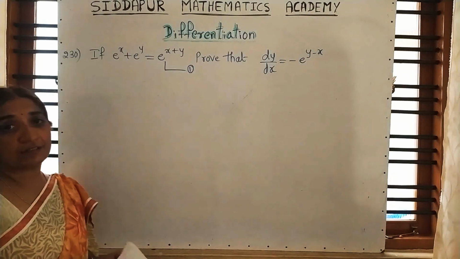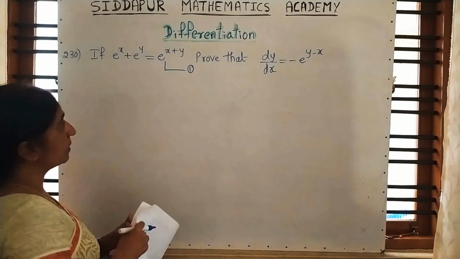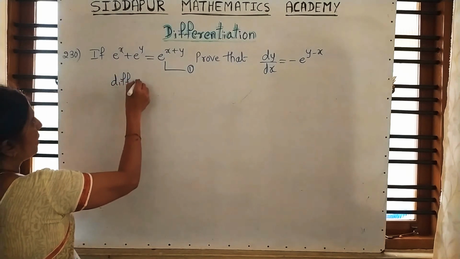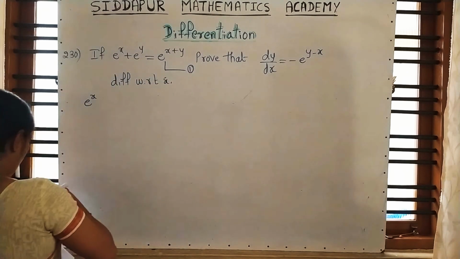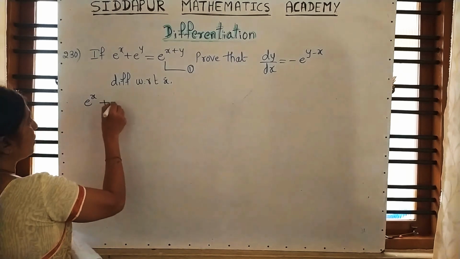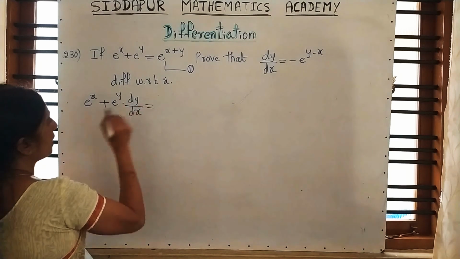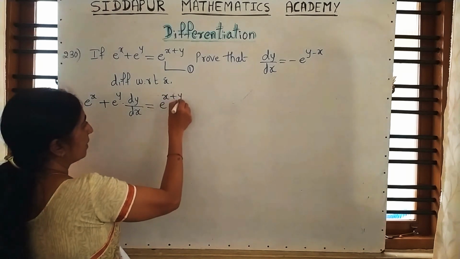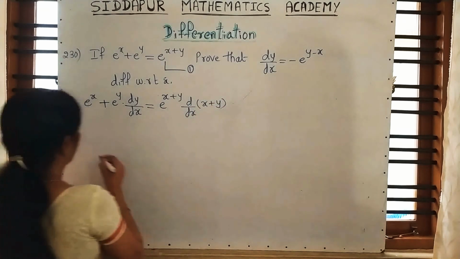See students, this is a little bit interesting question. If you already are familiar with the differentiation of an implicit function, don't worry about the differentiation. Just differentiate normally with respect to x. What is the differentiation of e raised to x? It is e raised to x, plus differentiation of e raised to y is e raised to y into dy upon dx, is equal to, what is the differentiation of e raised to x plus y? E raised to x plus y into differentiation of x plus y.